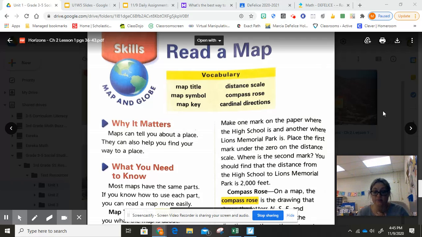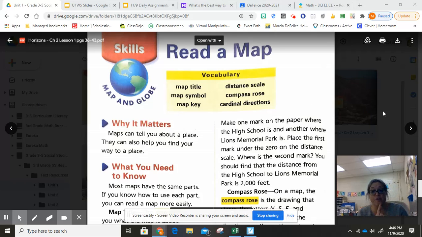And a lot of times, those symbols are going to be in something called a map key. So, what is a map key? Also known as a legend. A map key tells you what the map symbols represent. We're going to look at an example of this on the next page.